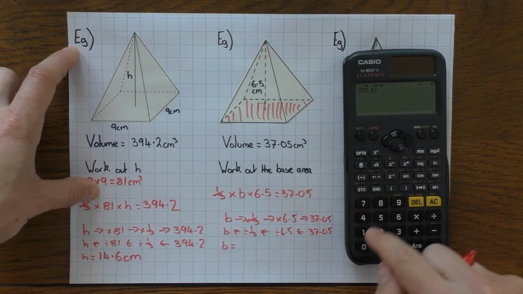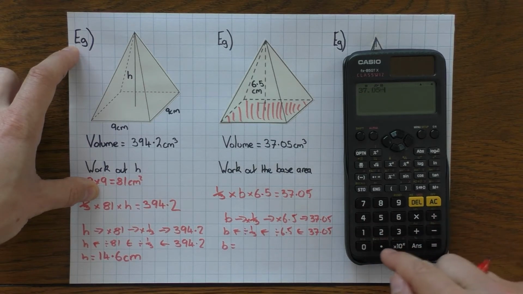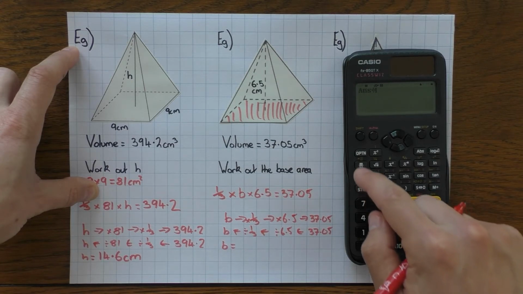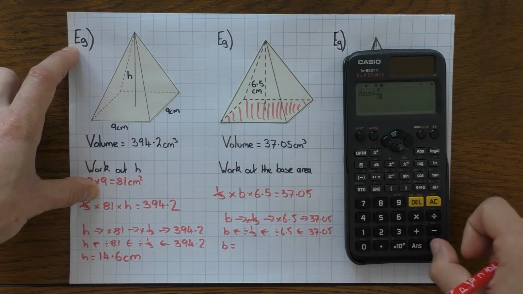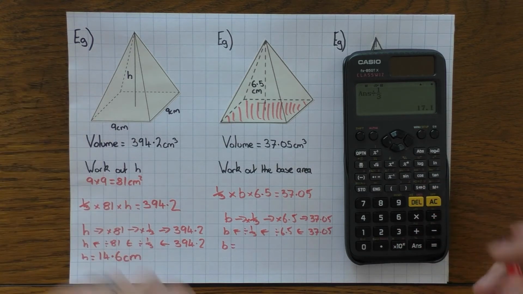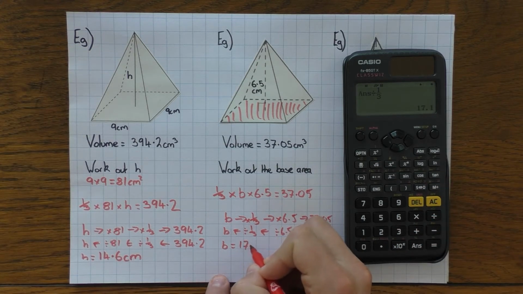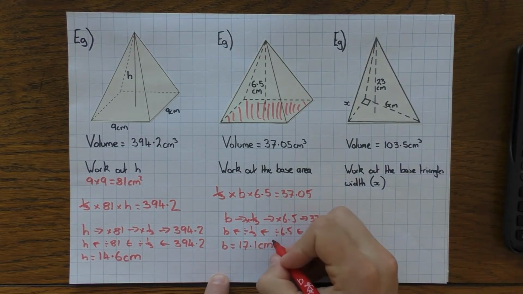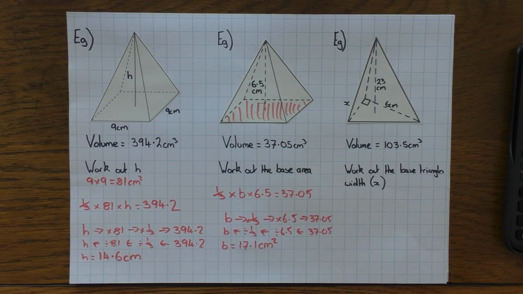So calculator at the ready, 37.05 divided by 6.5. Oh, I need to press equals just to make sure I don't get into any trouble. Divided by 1/3, 17.1. And again, oh no, centimeters squared, isn't it? Because it's the base area. Sorry, yep, so the units will be centimeters squared.